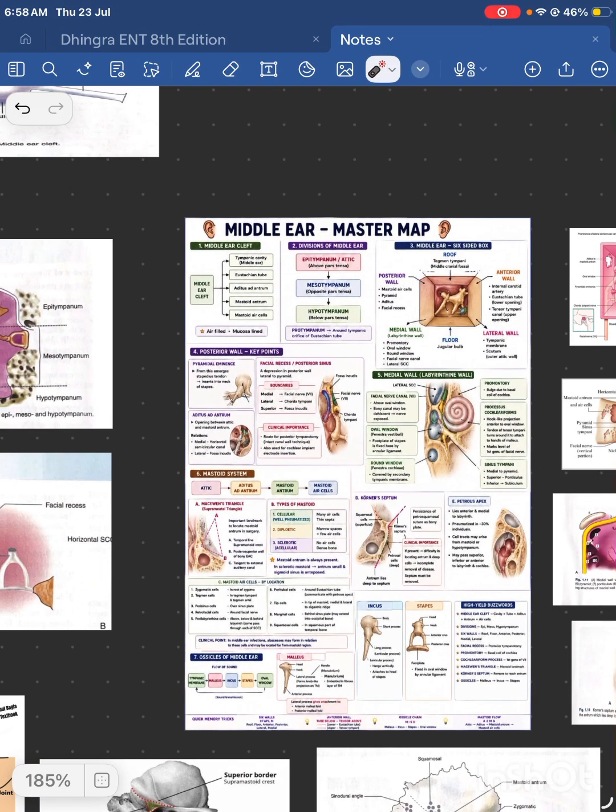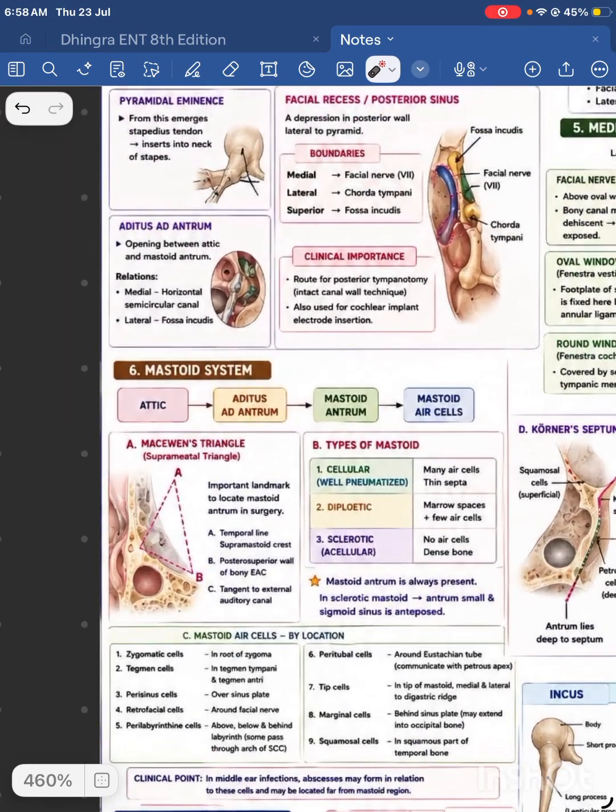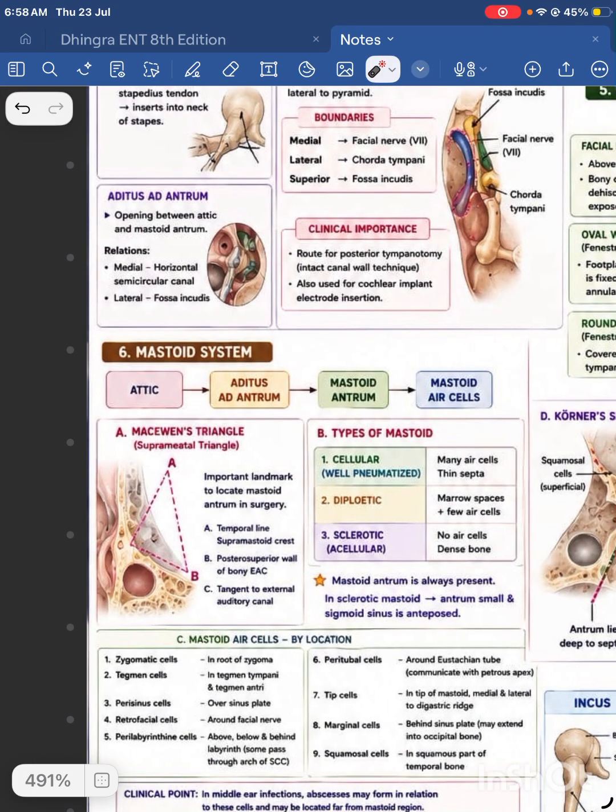Okay. Till now we have done the walls. Now we are going to do the mastoid system. See this mastoid system, it is basically what?